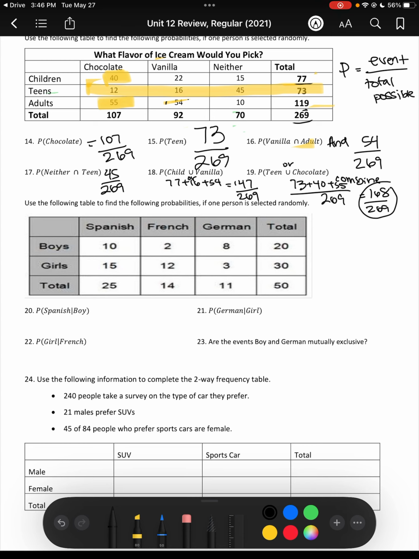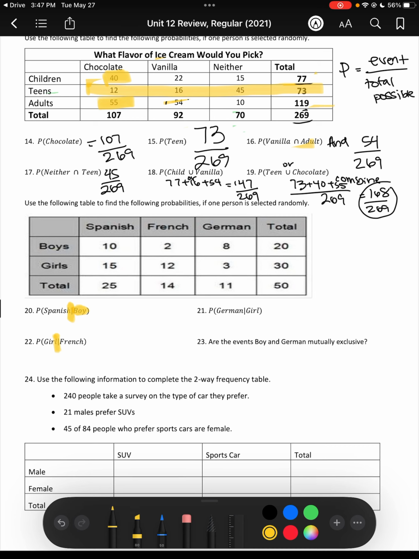So notice on these problems, all of them were out of 269, or the grand total of people that were surveyed for the table. As we move into the next questions, you'll notice that the denominator changes on each question. Anytime you see this symbol right here, that tells you that we're using a different total and not the grand total. The part that comes last is what should be on your denominator.